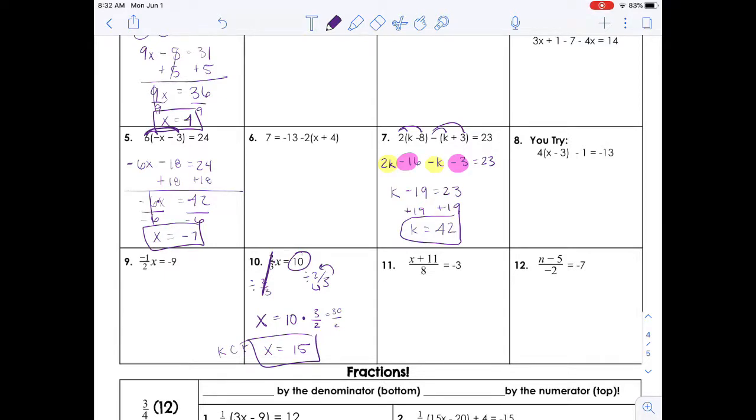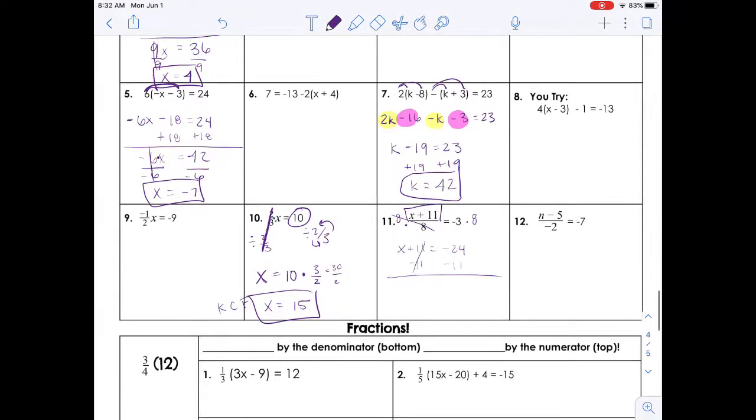Number 11 is a little different though. If we have that fraction bar going all the way across, remember it's like the top is trapped. So this is just like those two-steppers we did earlier. We're just going to have to get that top part out of the box by undoing that division. So we're going to multiply by 8. We're going to get -24. And we are going to subtract 11 on both sides. And I think we did this one in the last video. We get x equals -35.